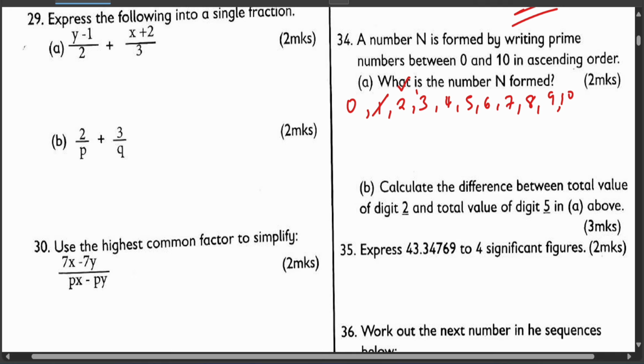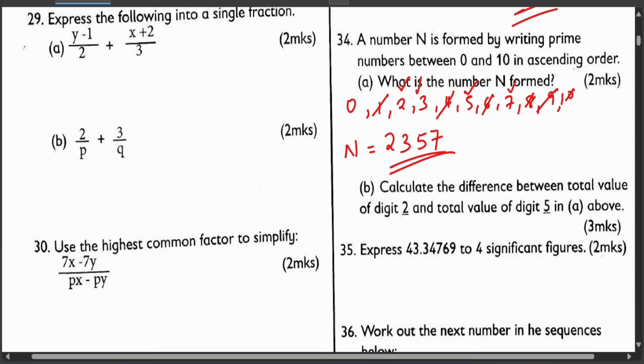3 is also a prime number, divided by 3 and 1. 4 is not. 6 also is not. Even numbers are not, apart from 2. 8, this one also. So you just remain with 5, 7. So this and this are prime numbers. So 2, 3, 5, 7, and 9 is not a prime number because you can divide by 3, also itself, and also by 1. So 2, 3, 5, 7, ascending order from the smallest to the largest. Therefore, number n is 2357.